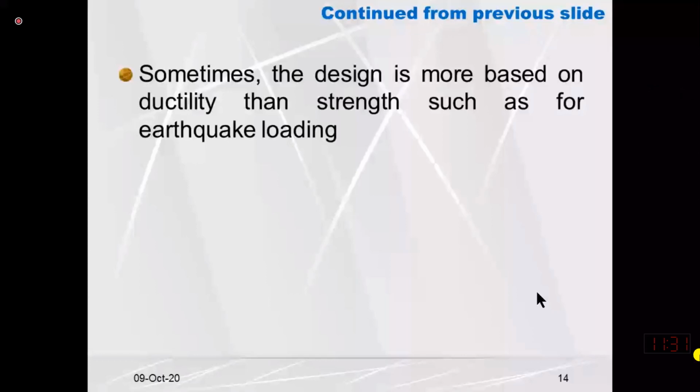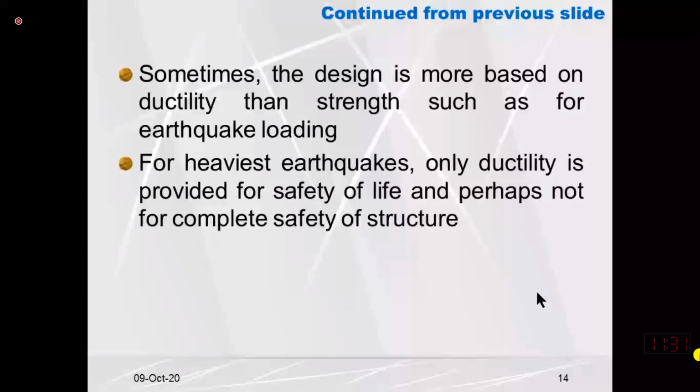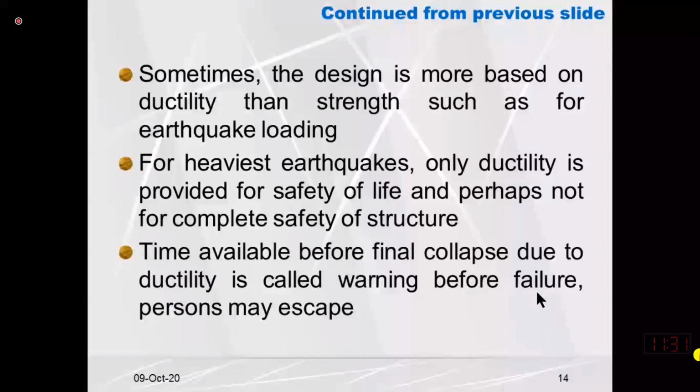For the heaviest earthquake, ductility is provided only for safety of life and perhaps not for complete safety of the structure. Because when deformation occurs, the structure has failed. In permanent deformation, the structure will never come back to its original position. The availability before final collapse due to ductility is called warning before failure, and we have already discussed it.